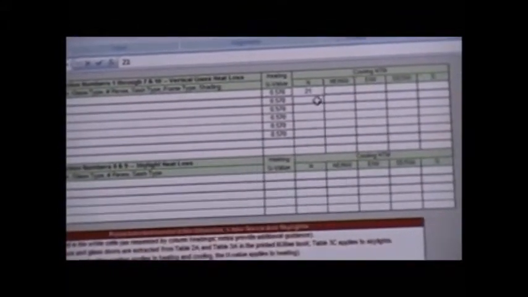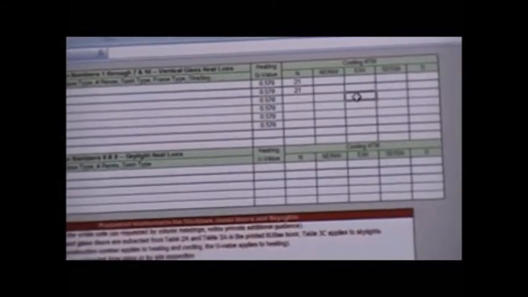If you recall, we had windows on the north side. That tells us the HTM for that rough opening will be 21 on the north side. So we go ahead and fill in our north side cooling HTM of 21. Okay, this is also a north side window, which will give us another 21.